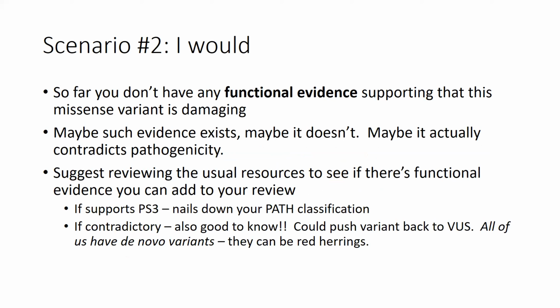If it supports PS3, it nails down your pathogenic classification, and then you're really done. But if it's contradictory, it could push the variant back to VUS. Another thing to keep in mind is that de novo variation happens in the general population, and they can be red herrings. When you see it, it does give you confidence and great criteria, but I would feel better calling myself done with a missense variant if I also had a functional study. So I would go looking for that bit of information. But again, if I didn't find it, then that's okay too.